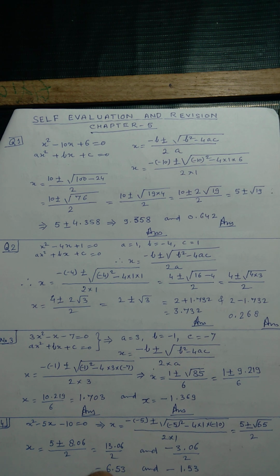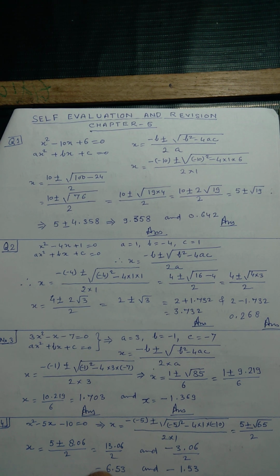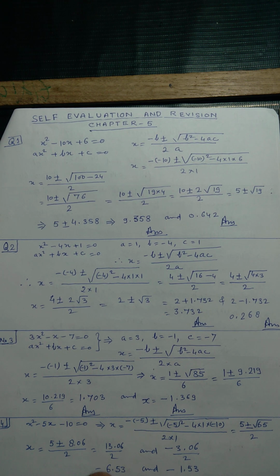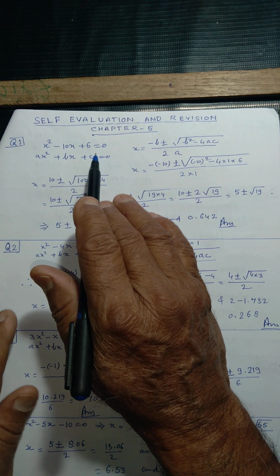Let us do self-evaluation and revision. Chapter 5. Question number 1. Solve for x and give your answer correct to two decimal places. The equation is given, that is x square minus 10x plus 6 is equal to 0.